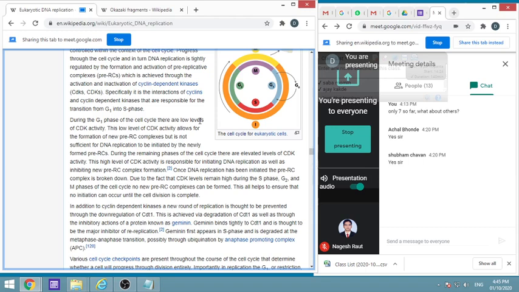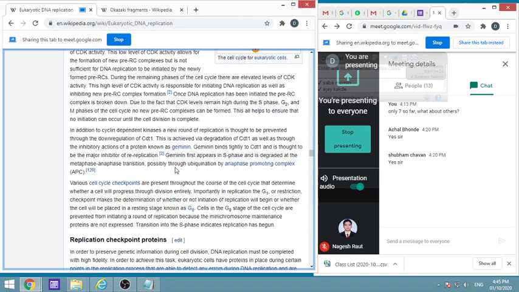We have seen very important proteins which we may discuss again, that is the CDK and DDK proteins, which are playing an important role. So we have already seen this, and these kinases are playing an important role in various aspects. Then there are various cell cycle checkpoints present throughout the course, and they will see whether the things are happening as per the plan or not.